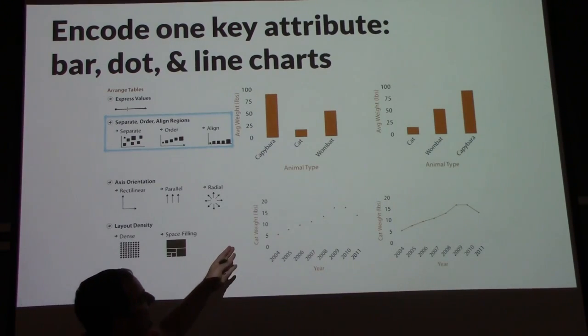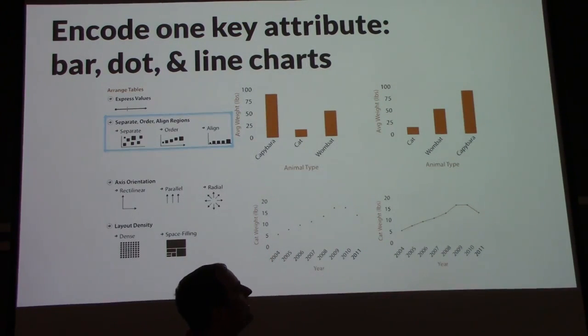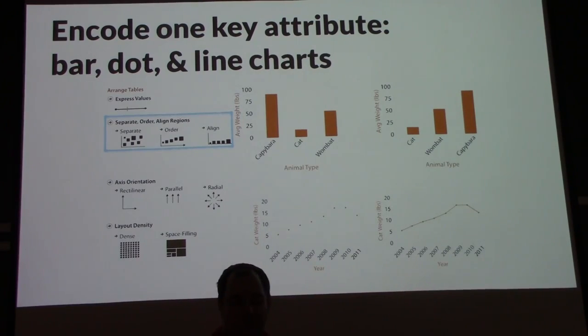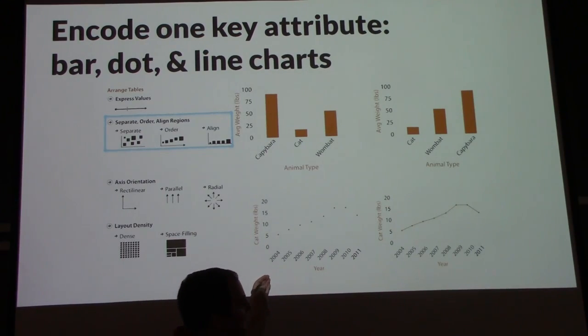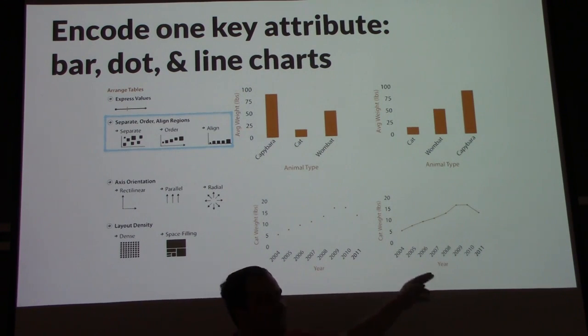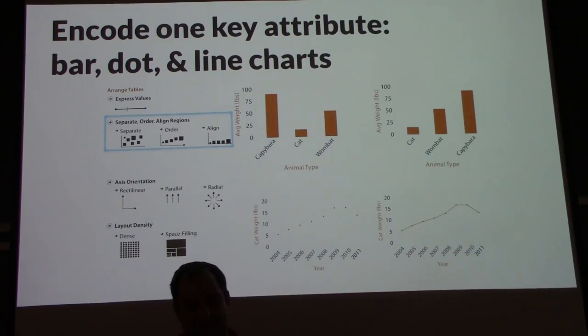Here, if we have, for example, animals, then the average weight of these animals, we have the capybara, the cat, the wombat. I can choose the order of those arbitrarily, right? There's no particular reason for how to order those animals. However, if I have a cat's weight over time, I can use these dot plots or these line plots. Here, of course, the order is important because it's temporal data.